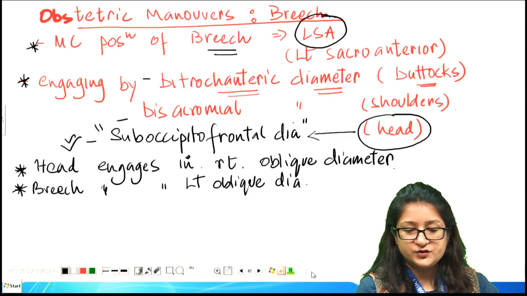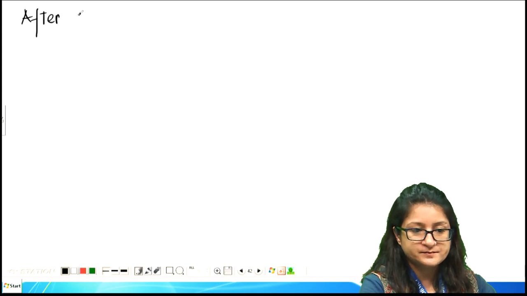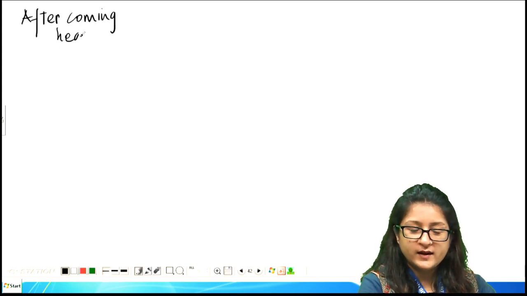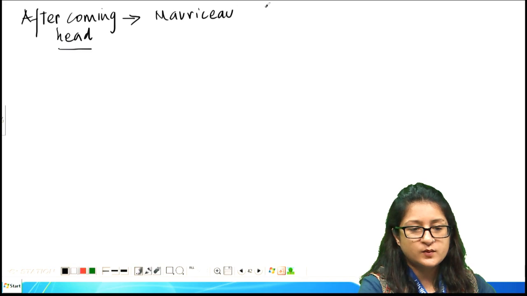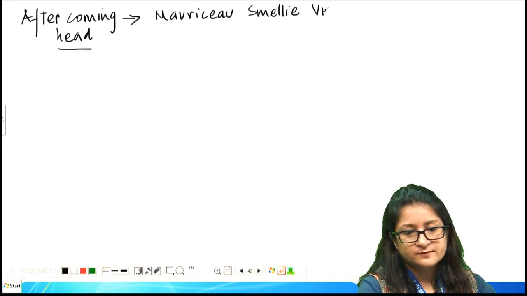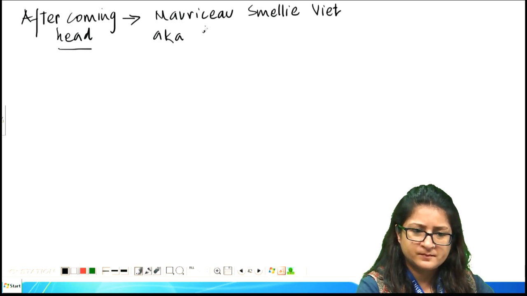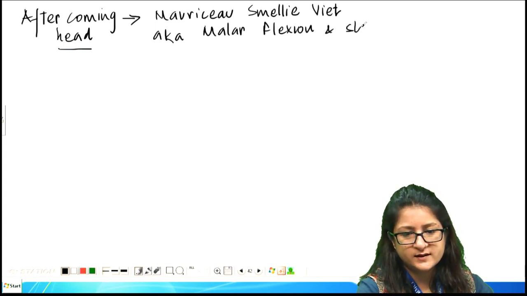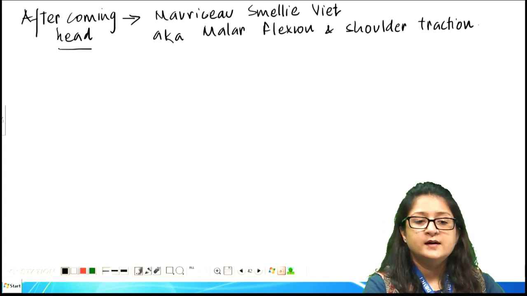Now what about the obstetric maneuvers? There are a few obstetric maneuvers for the delivery of the after-coming head. The first maneuver we saw was the Mauriceau-Smellie-Veit maneuver. This is also known as malar flexion and shoulder traction, which is the modified Mauriceau-Smellie-Veit.